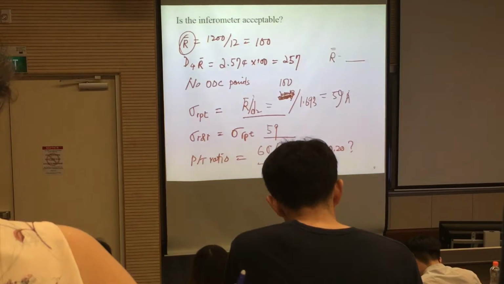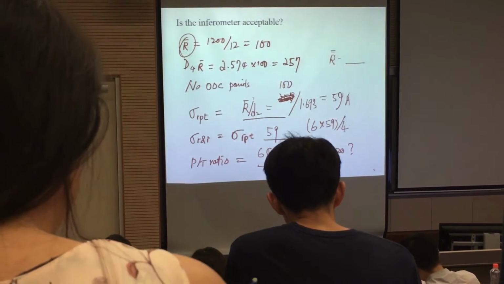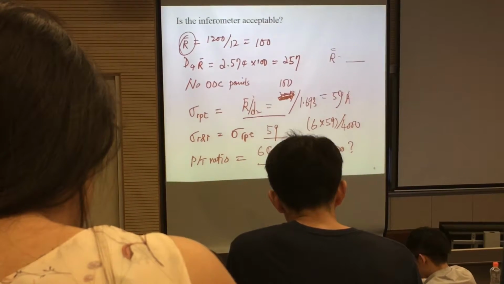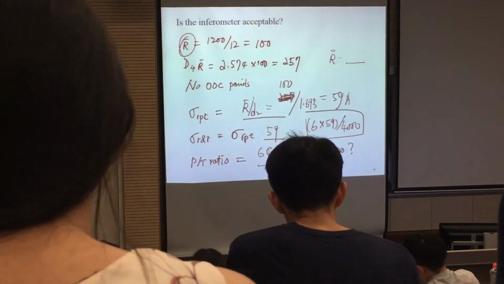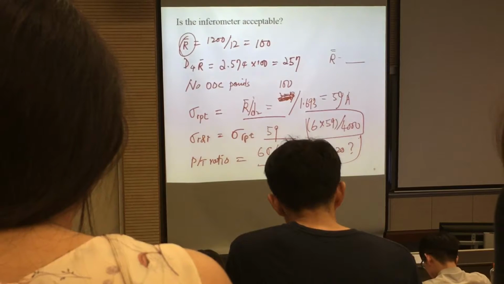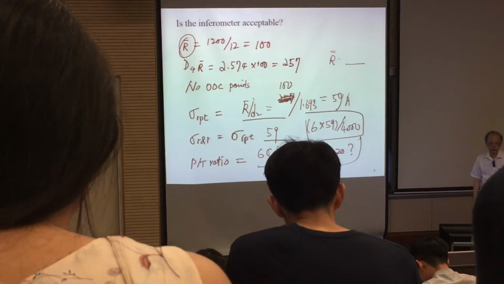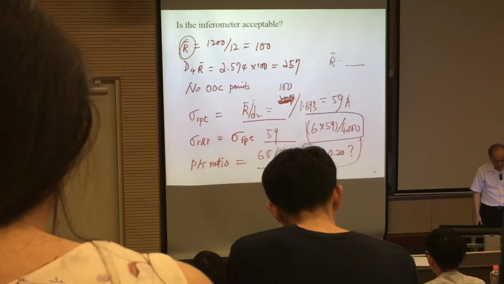Sigma. 6 multiplied by 59, divided by 4,000. Right? Got it? So it gives you 8.9%. Yeah? Oh, the table shifts like crazy, yeah. What's that?